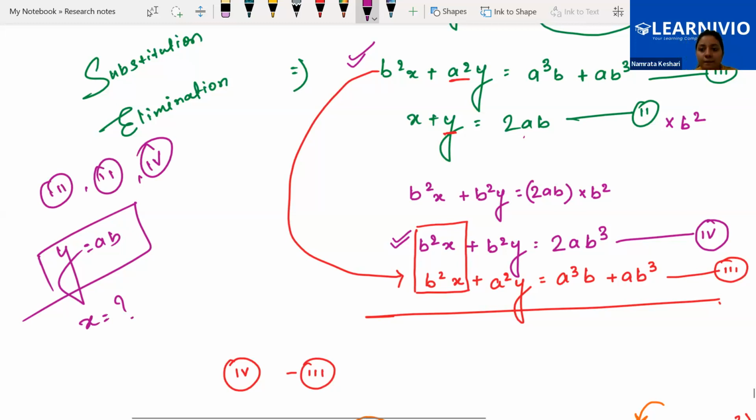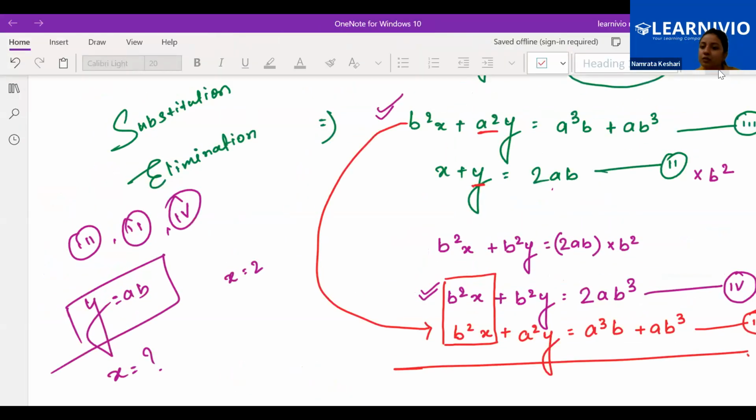Ma'am, x is coming as 2. Already you have done it, Harshit. Perfect. Yes, Ziana, are you getting 2? Yes, ma'am. Only 2? No AB?